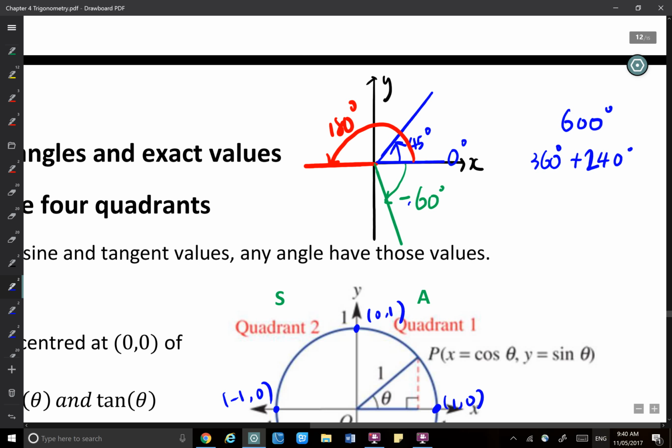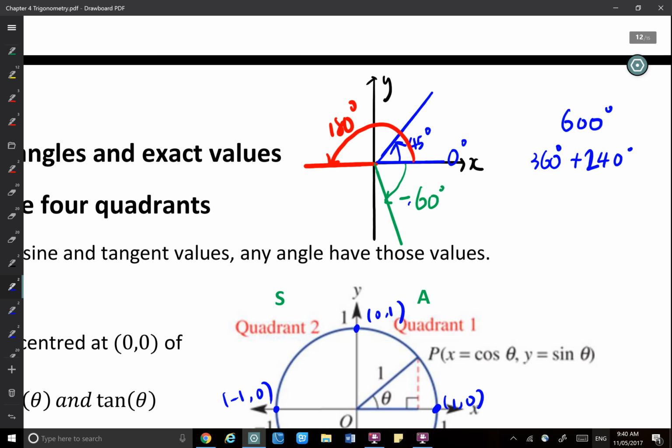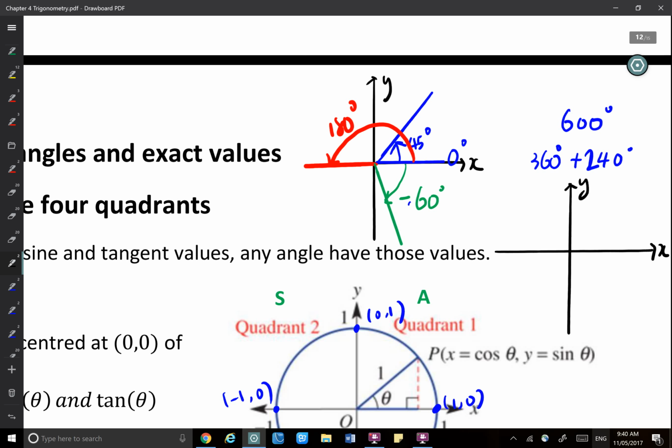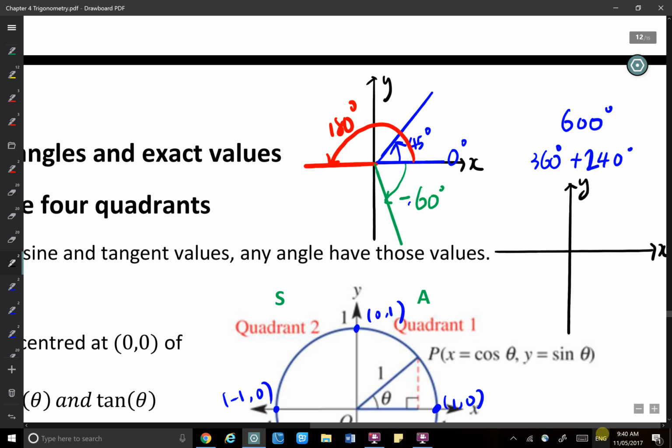So 360 is a full circle already. From here you turn around already, and then you keep going for 240 degrees. You go back to the original position, and go 240. Here to here is 90. Here to here is 180. That's 270. It will be in between this quadrant. 180 is here, 270 is here, so it will be about here.